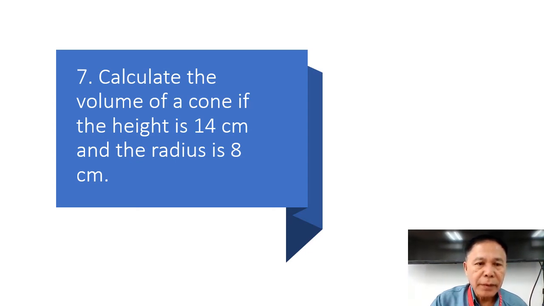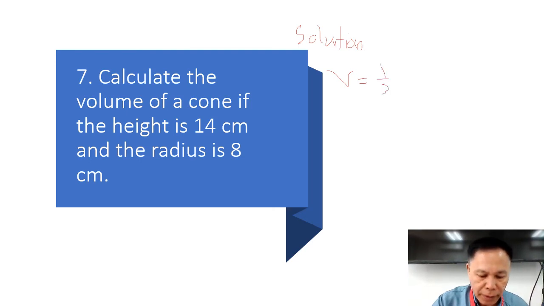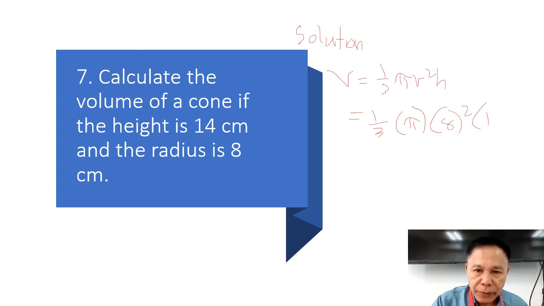So this one: calculate the volume of a cone if the height is 14 centimeters and the radius is 8 centimeters. So your solution will be this one. Volume equals 1/3 times pi r squared times, of course, the height, equals 1/3 times pi times 8 squared times 14, equivalent to 938.29 cubic meters.